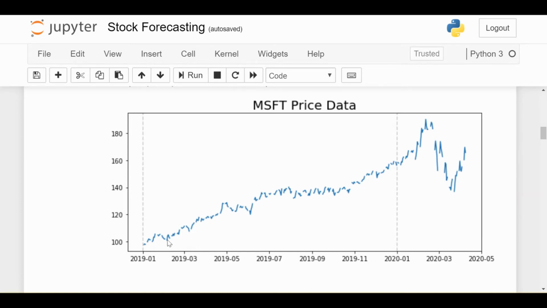So you see that this is the general trend of Microsoft price data. Looks like it's very healthy, going up over time. And then here's where the coronavirus effects hit and the stock crashes. So we'll see what happens in this situation.